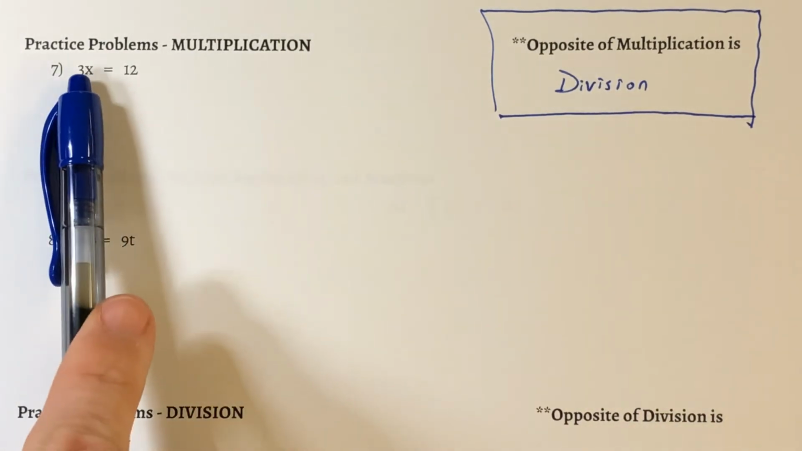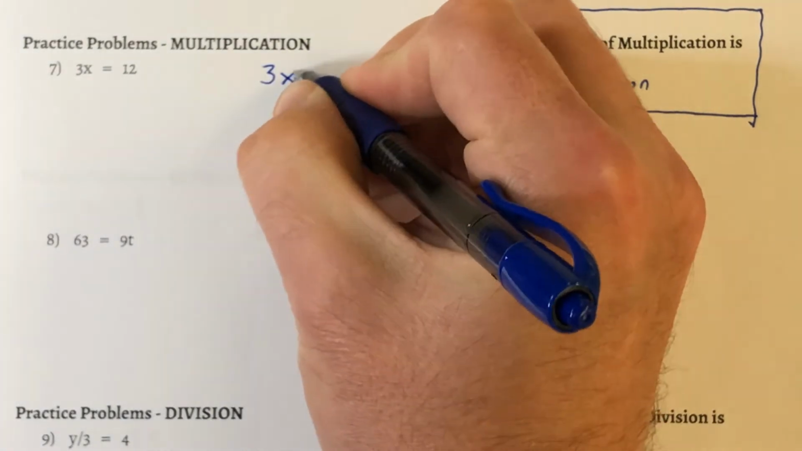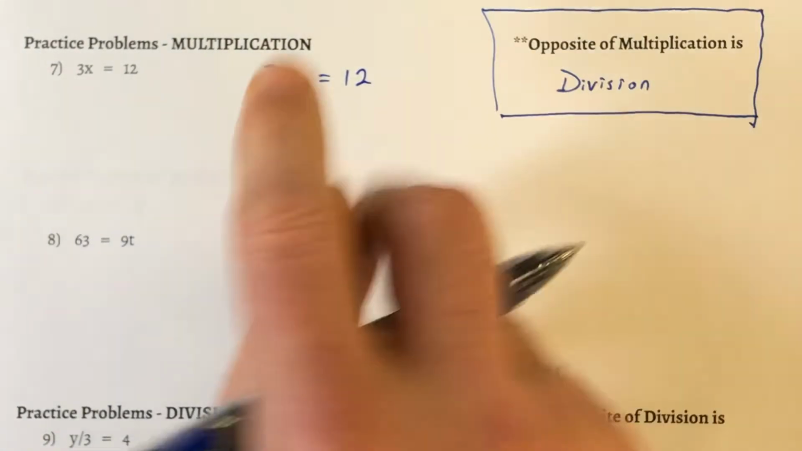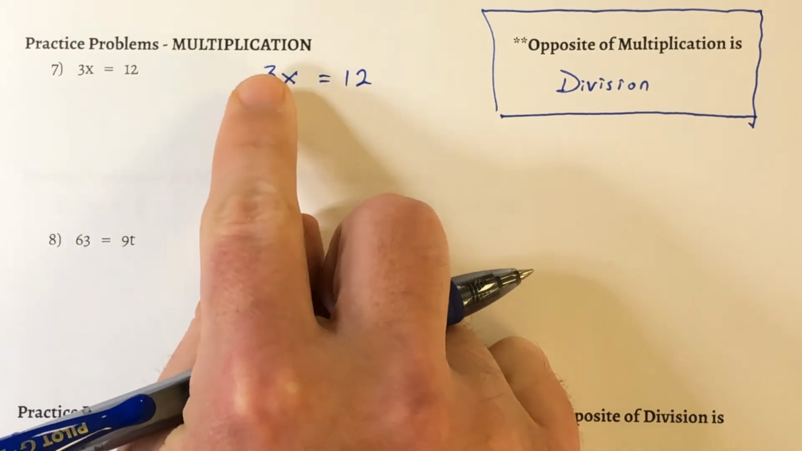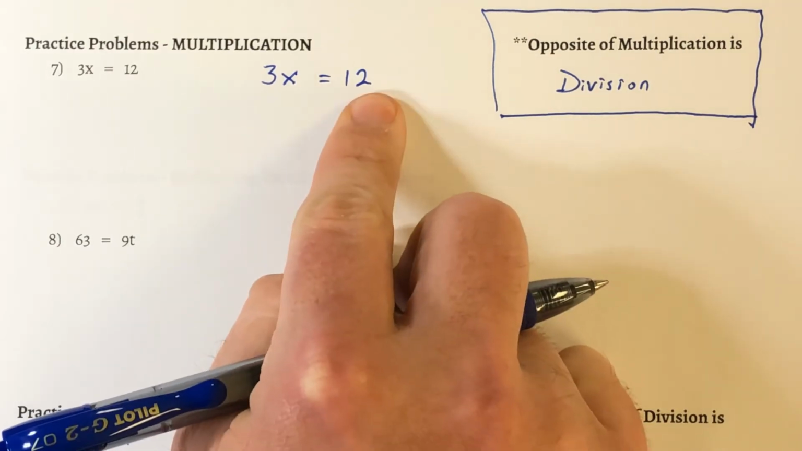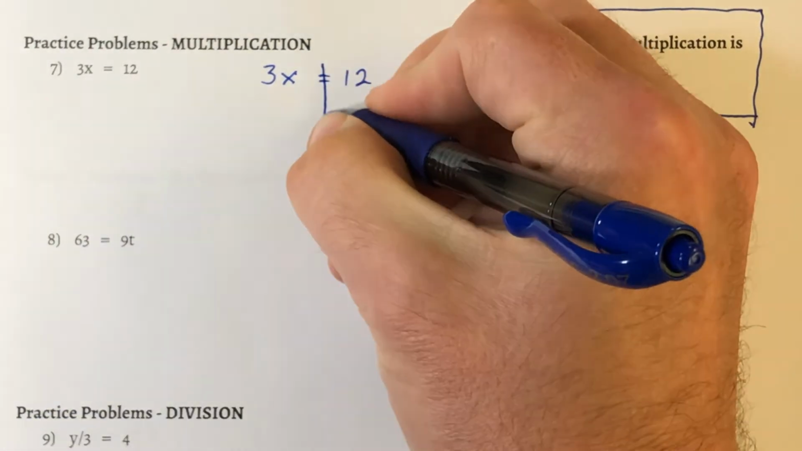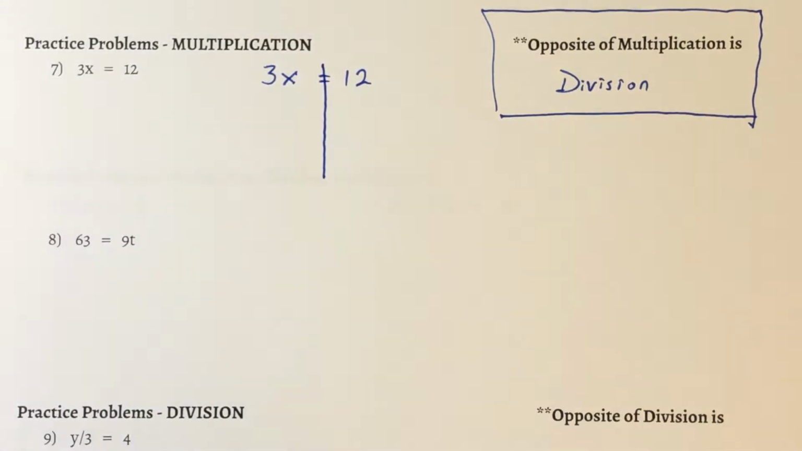Okay, our first equation is 3x equals 12. Remember, when a letter is smushed up next to a number, it means multiply. So this is 3 times something, or 3 times x, equals 12. So we're going to split our equation down the middle. So I'm reminded what I do to one side, I must do to the other.